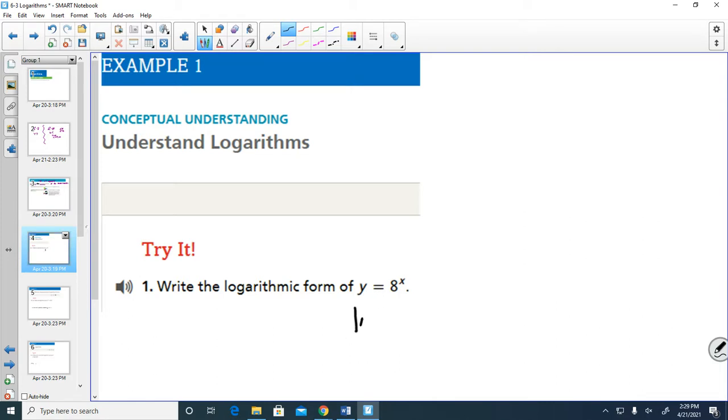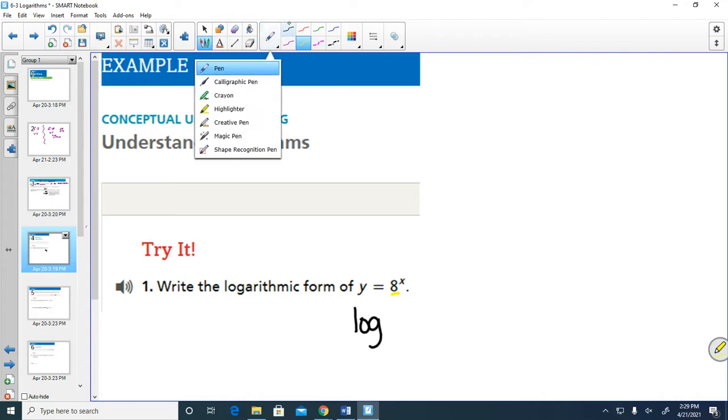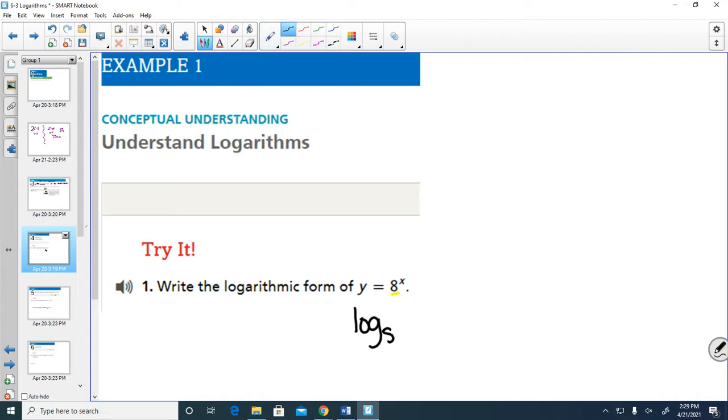So I'm going to try to write it in log form. I know that the bases are the same. So log base 8 means I'm going to write log base 8 of y equals the exponent. So the bases are the same. The exponent is what we set the log expression equal to. And then the y is what we're taking the log base 8 of.